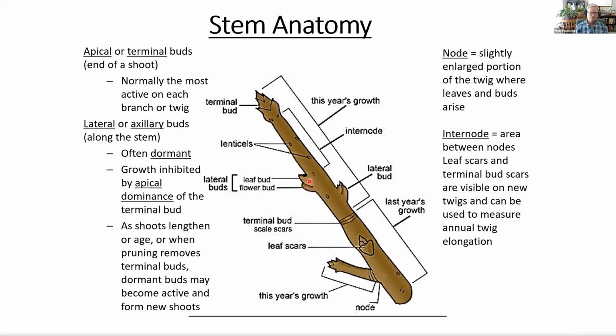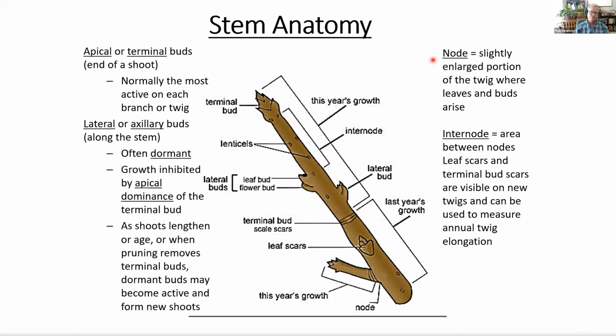Lateral buds are often dormant, growth inhibited by the apical dominance of the terminal bud. So believe it or not, this little bud out here produces a chemical compound that retards the growth or development of these lateral buds. So in the absence of that limiting compound, these other shoots can grow quite vigorously. And we'll talk about that effect when we get to pruning. As shoots lengthen or age, or when pruning removes the terminal buds, dormant buds may become active and form shoots. And that's what I was talking about. So in the absence of that hormone, these things can shoot off.